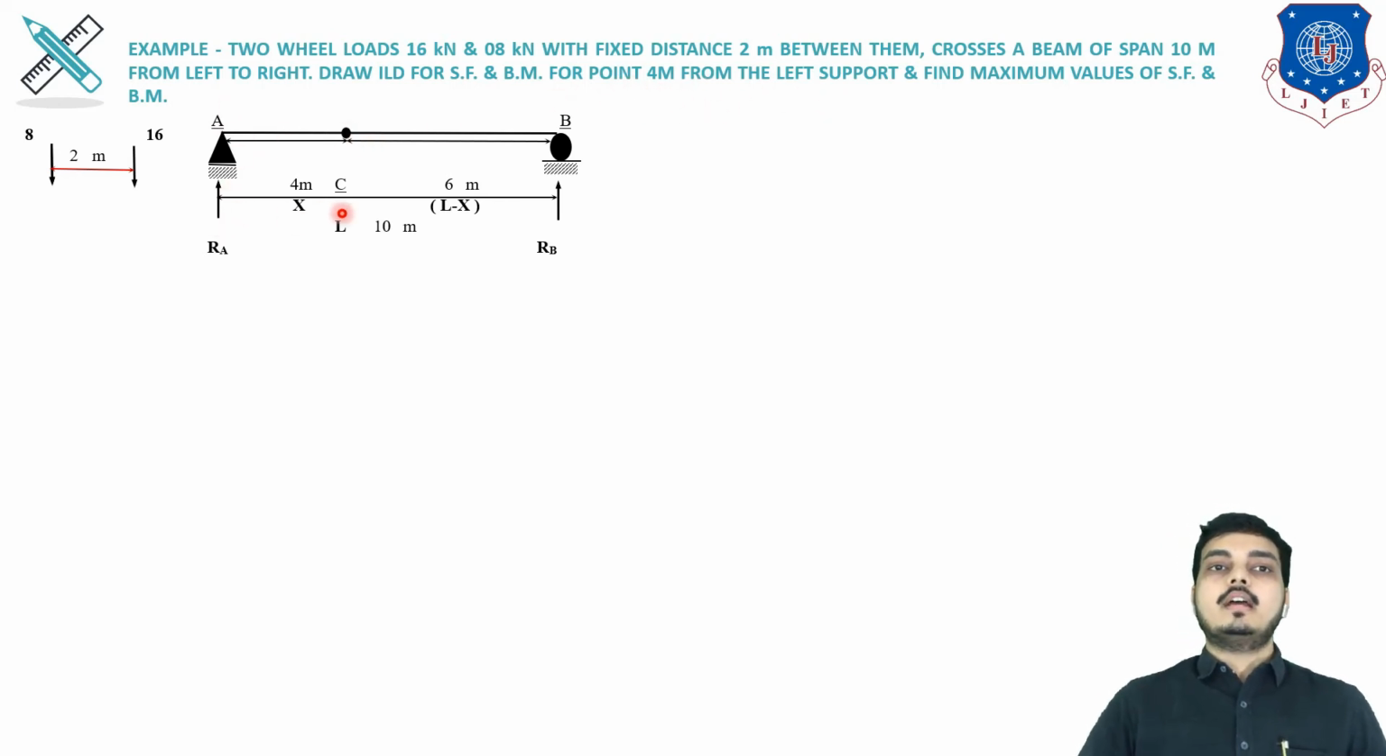Now every time it can't be possible that the section will be given from the left hand support. They may twist, meaning they can ask that it is given at 6 meter from the right hand support. So it will be 6 meter from the right hand support, ultimately it will be 4 meter from the left hand support. So whatever is given in the question, we have to take it very carefully and understand it, and then we will be drawing this figure. Then here it has been asked to draw ILD for shear force and bending moment at 4 meter from the left hand support and find maximum values.